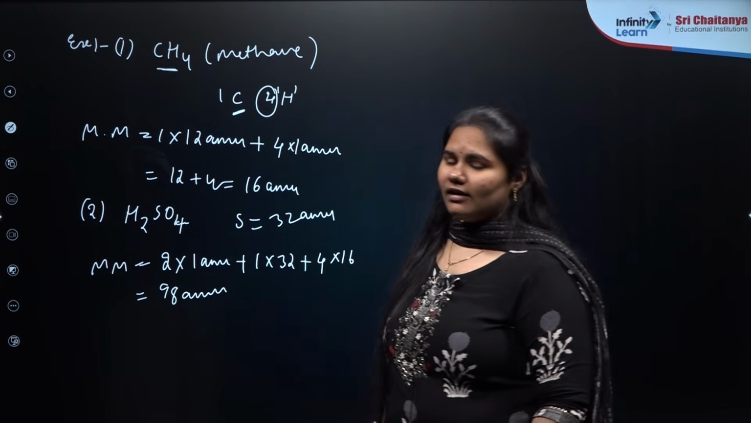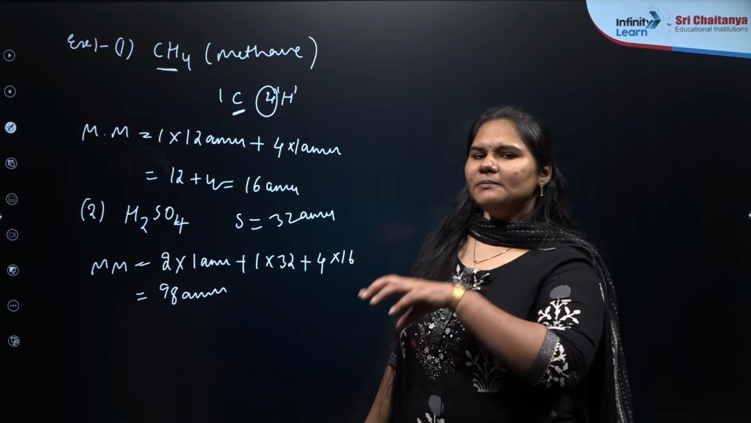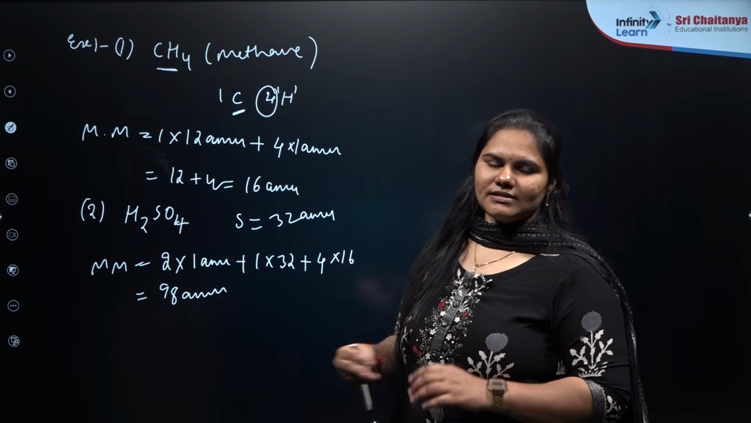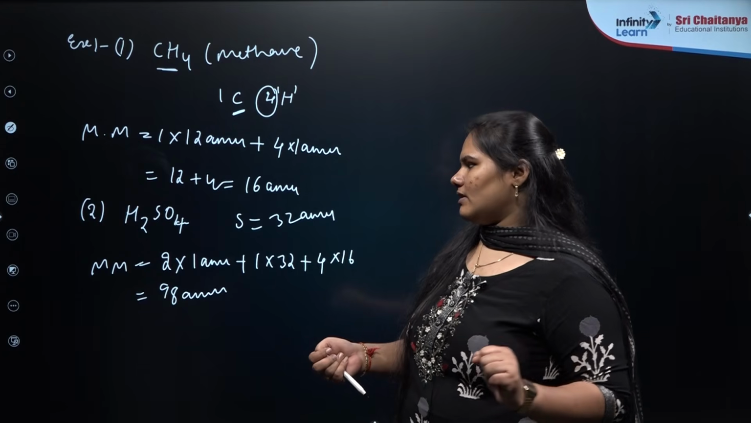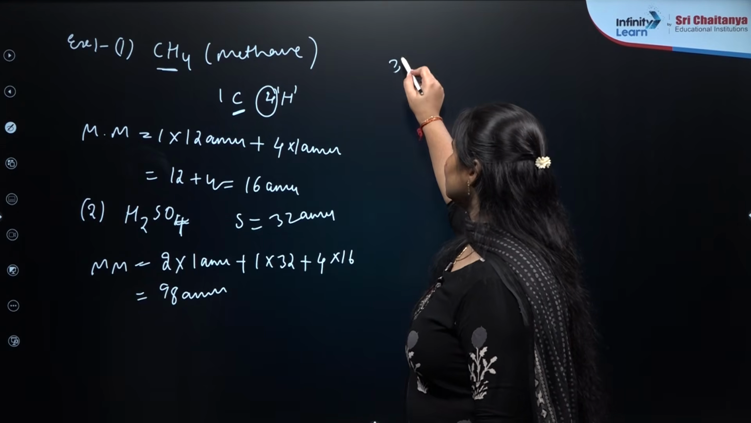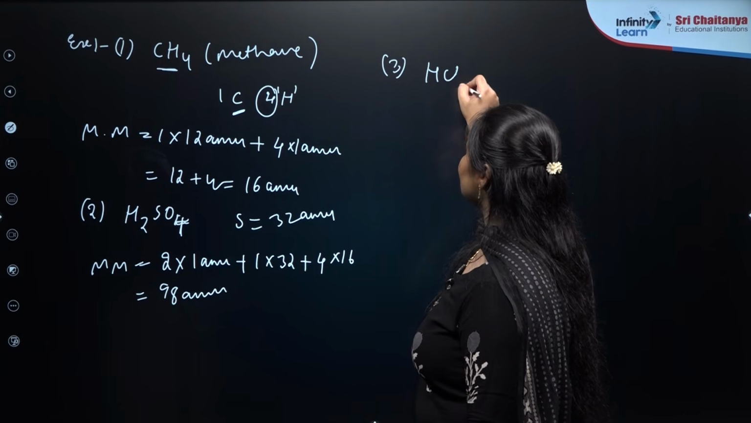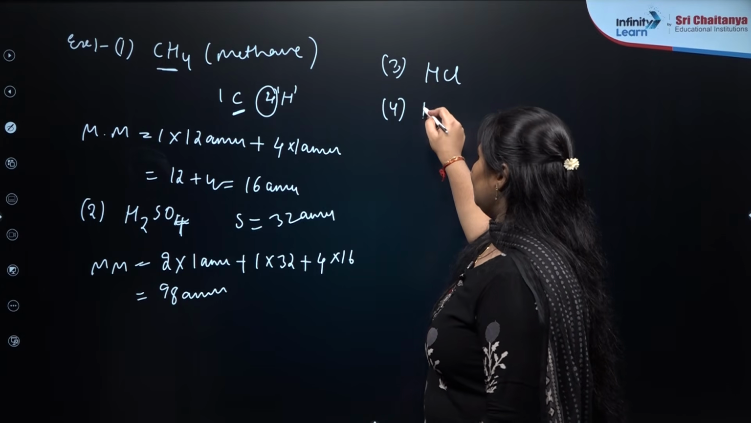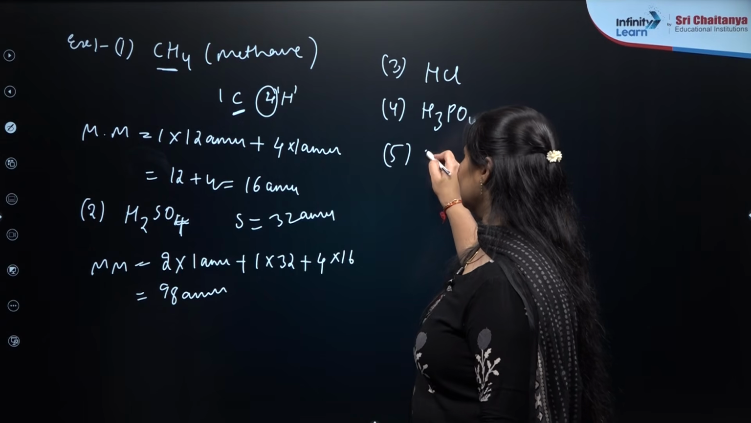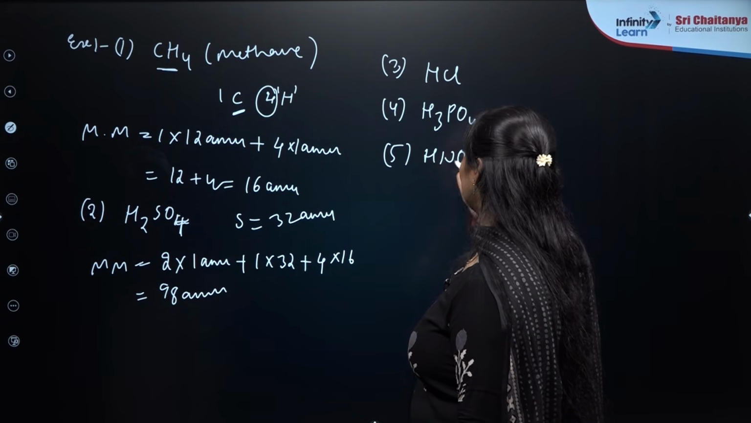Very important values. You don't need to memorize these molecular masses by heart. If you just learn those atomic masses, easily you can calculate the molecular masses, right? This name is sulfuric acid. Similarly, please practice these questions, which are HCl and then H3PO4 and then HNO3.